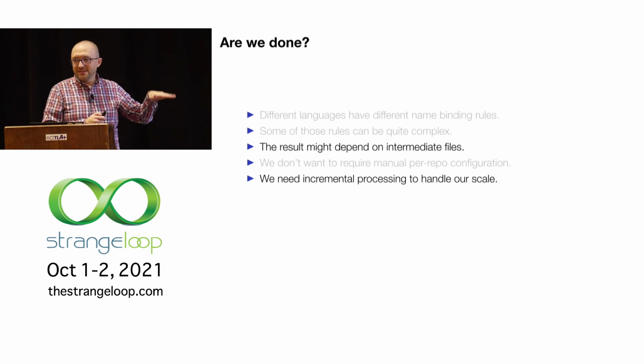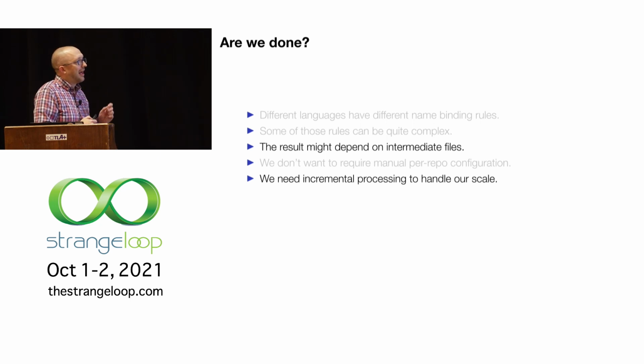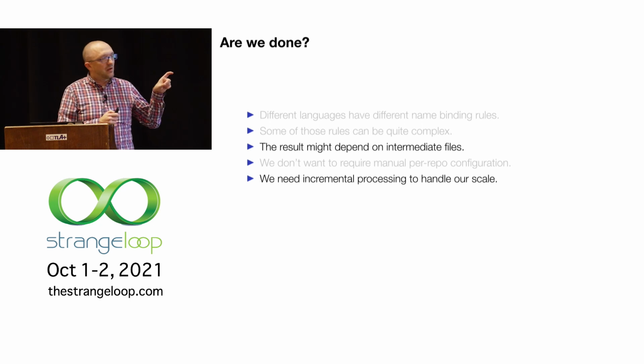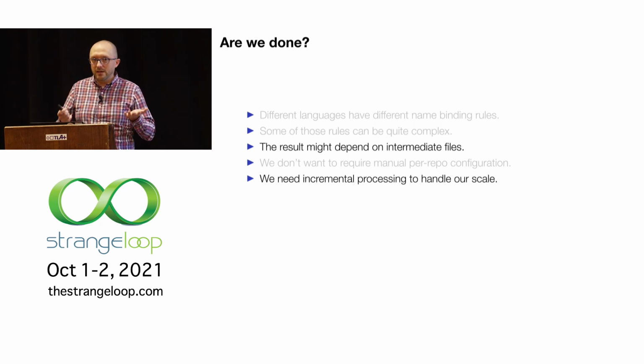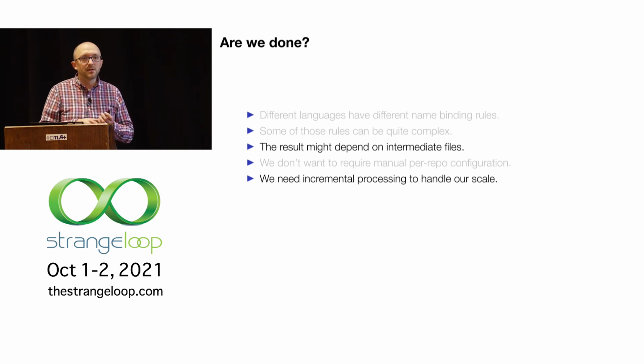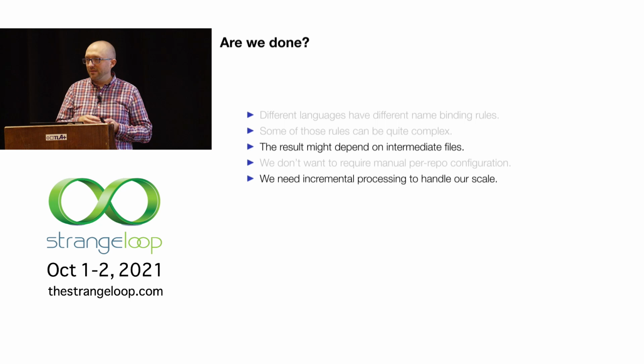We had this sort of list of 5 things that we were trying to accomplish. I would contend that we've solved these 2 pretty well. The bit where the result might depend on intermediate files, we need incremental processing. I think we have a good answer to that, right? The graphs that we create depend only on the content of individual files. We have this partial path mechanism that lets us pre-calculate a fair bit of work at index time and then just join them together. I think we have a pretty good answer to this.